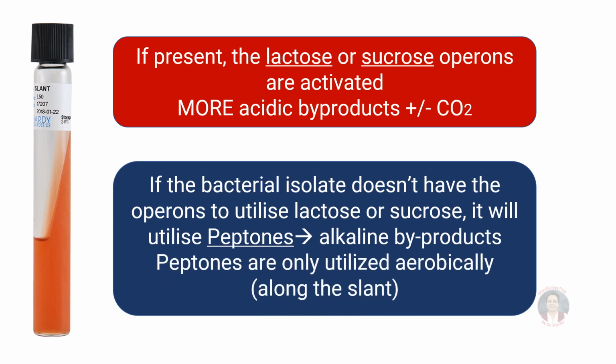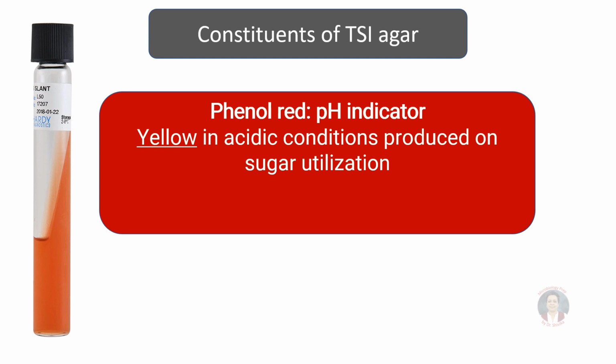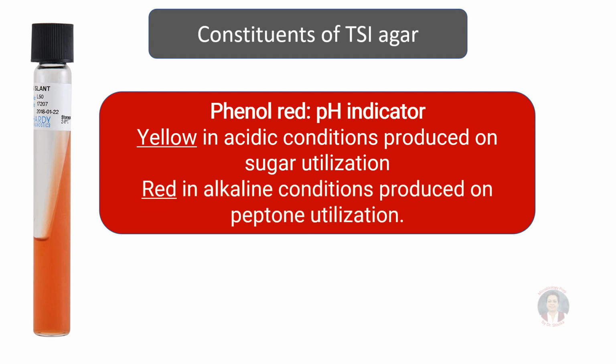Remember, peptones are only utilized aerobically. So the result of peptone utilization is going to be only seen along the slant of the TSI medium, right? Now, for detecting the production of acidic byproducts or alkaline byproducts, a pH indicator is added, that is phenol red. This is yellow in acidic conditions, which are produced on sugar utilization, and it is red in alkaline conditions, which are produced when peptones start getting utilized by the bacterium as a carbon source.